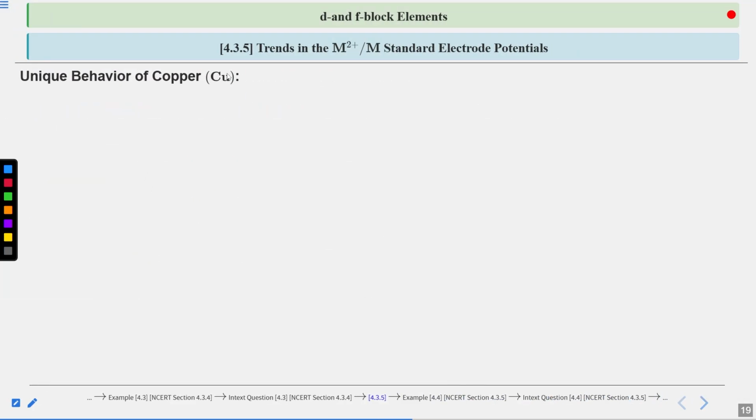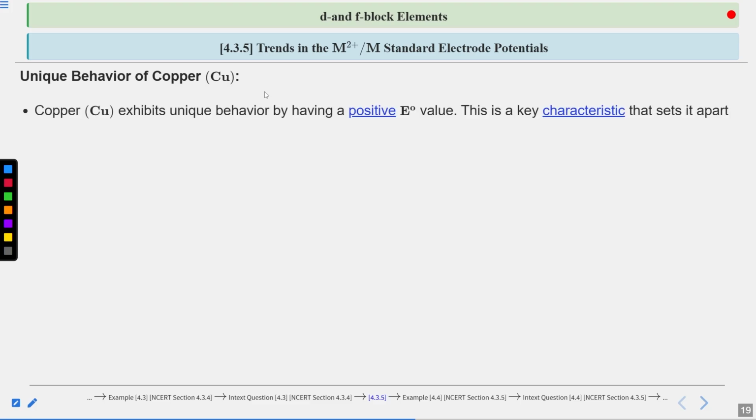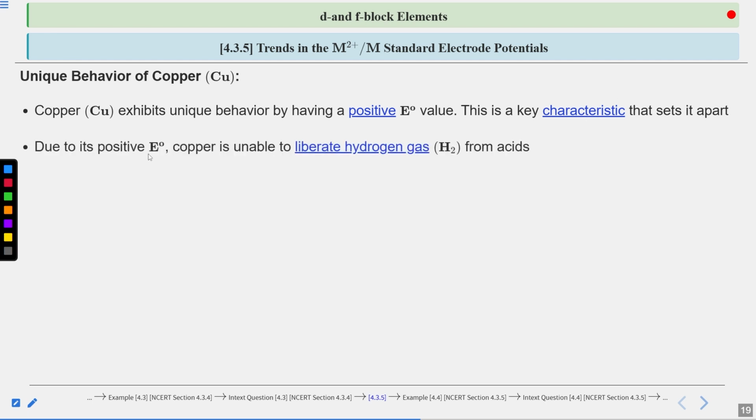Now, unique behavior of copper. Copper exhibits unique behavior by having a positive E naught value. As I said, copper exists in the positive E naught area in the graph we just saw. This is a key characteristic that sets it apart. Due to its positive E naught value, copper is unable to liberate hydrogen gas from the acids.